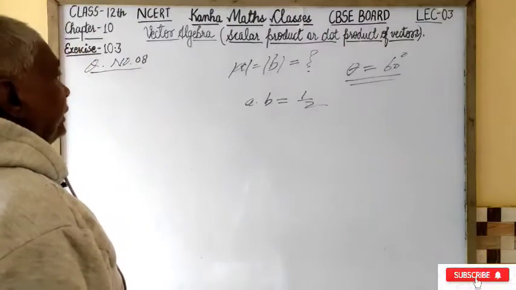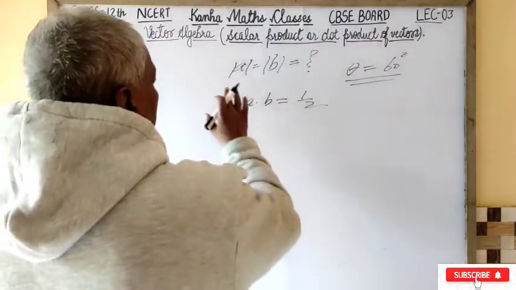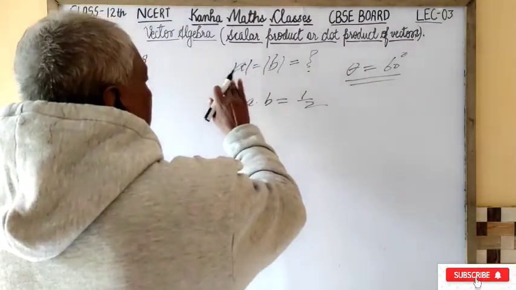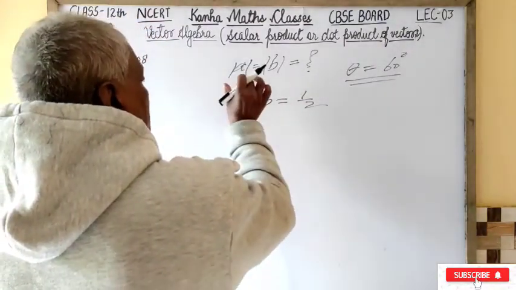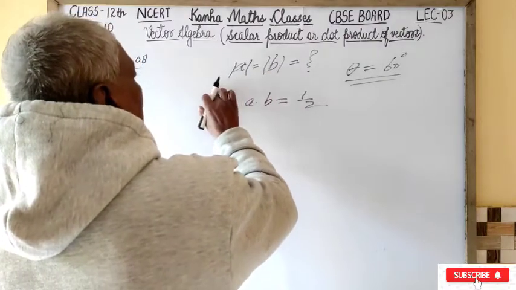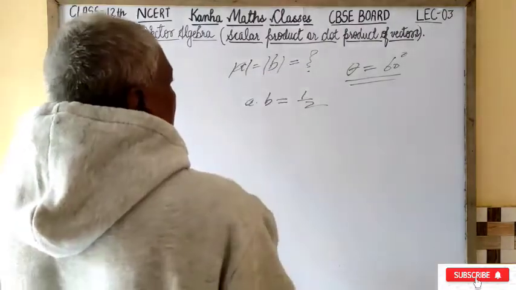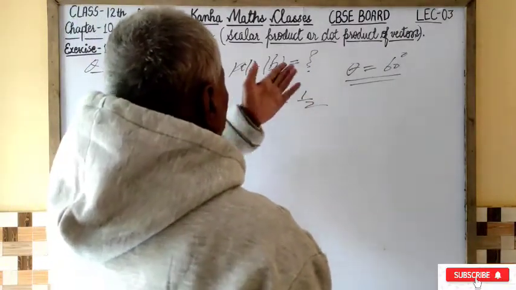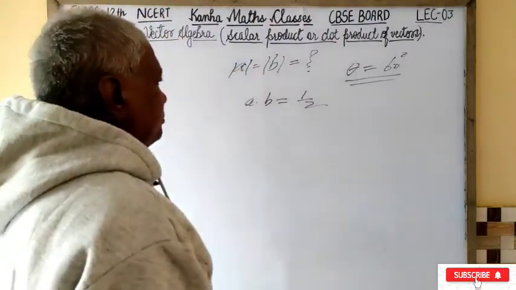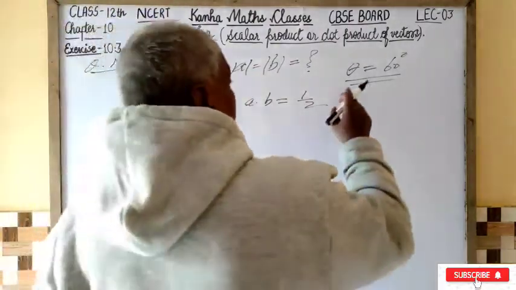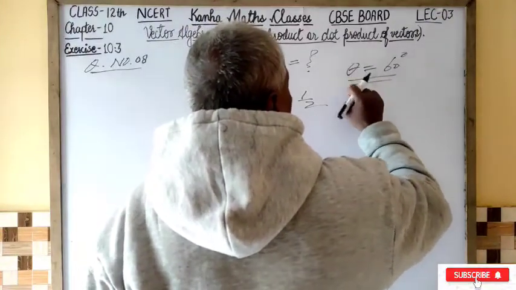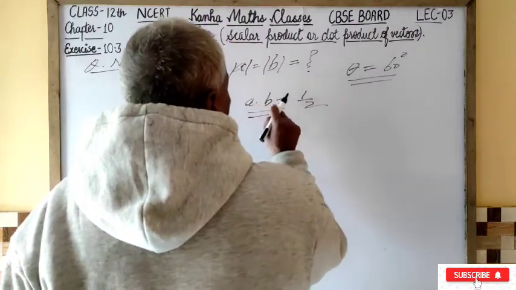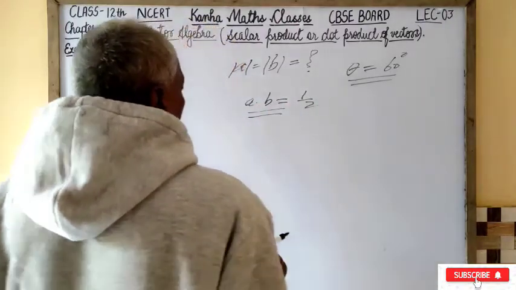In question number 8, there are two vectors of equal magnitude. We have to find out the mod of A and mod of B also. The mod of A is equal to mod of B, and the angle between these two vectors is 60 degrees. Theta is equal to 60 degrees and the scalar product A dot B is equal to 1 by 2.